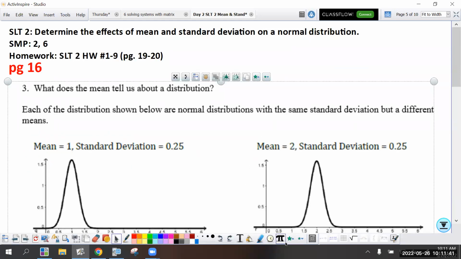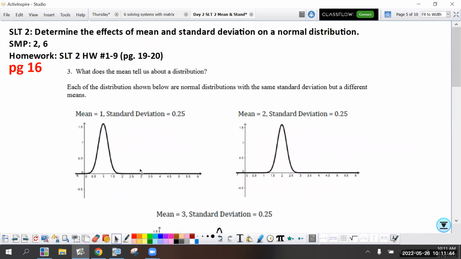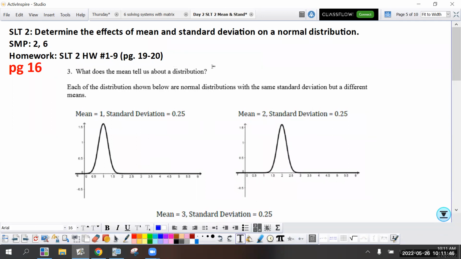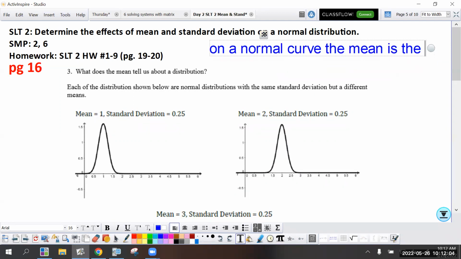So now in 16, turn the page. What does the mean tell us about a distribution? The average. Where can you see the mean on a normal curve? On a normal curve, the mean is the location on the x-axis of the peak. I look along the horizontal axis, the value where the peak occurs is the average.